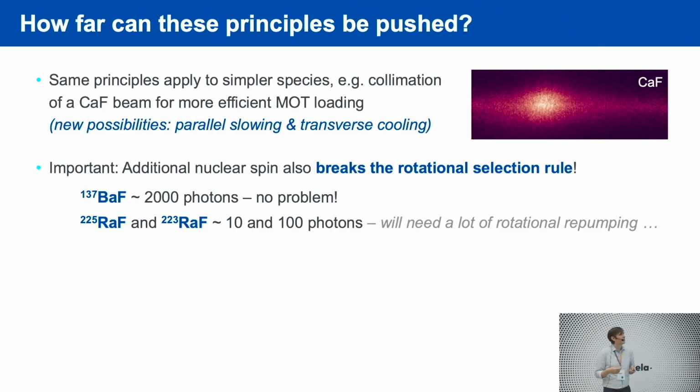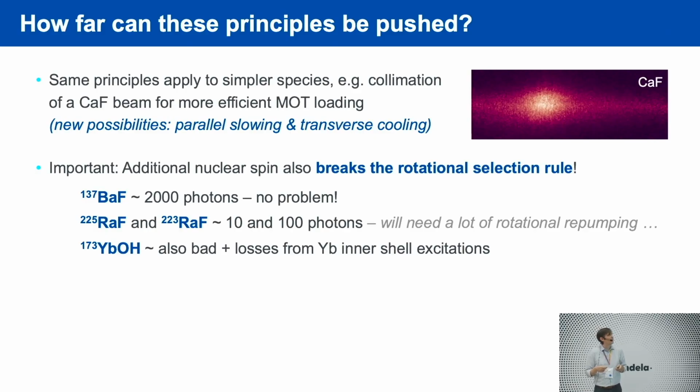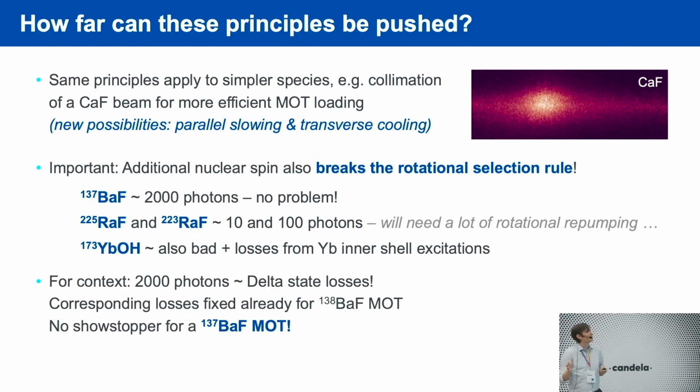Otherwise, you may need a lot of rotational cooling for sure. YbOH is also bad in that sense, and it suffers from inner shell excitation losses in Yb, which I guess we will hear about for YbF as well. Just for context, if you say 2000 photons is not a lot, I did not mention that there's another loss channel in barium fluoride, but that one has already been fixed, and these losses actually go to the same states. So I'm very certain that this is not a showstopper for a barium fluoride fermionic mod.